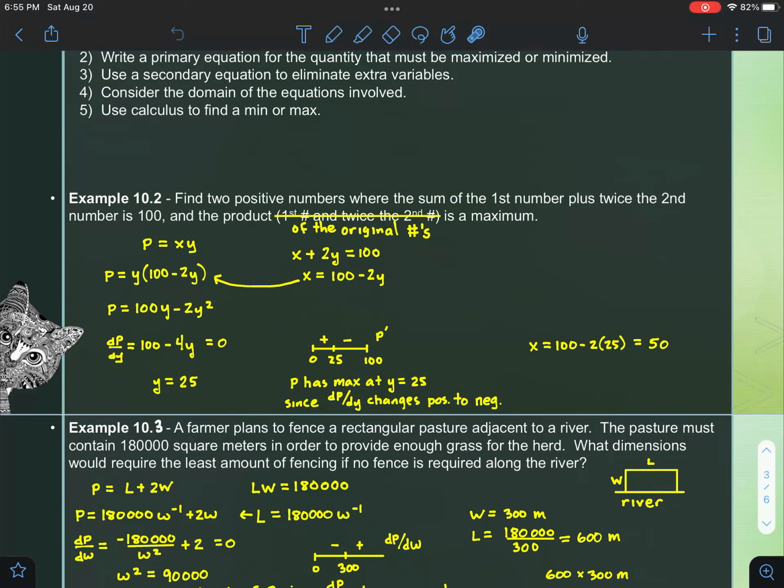Well, actually, we're not quite done, because our goal is to find the two positive numbers. As of yet, we've only found one of them. So make sure that you read directions and give everything provided. We can use our secondary equation. Now that we know what y is, we can plug that in to figure out what x had to be. So my numbers were 25 and 50.